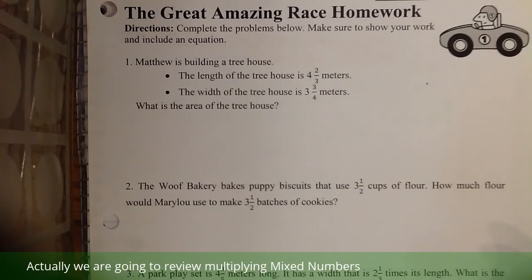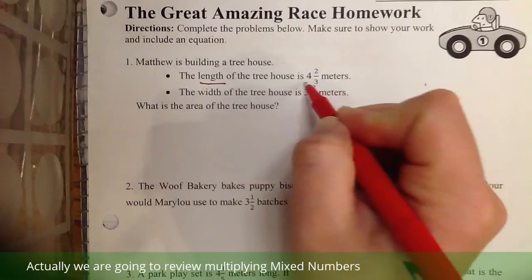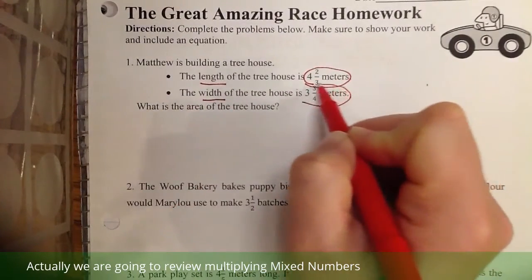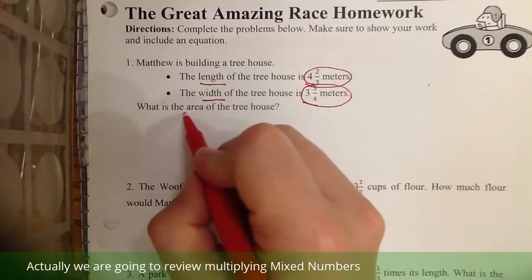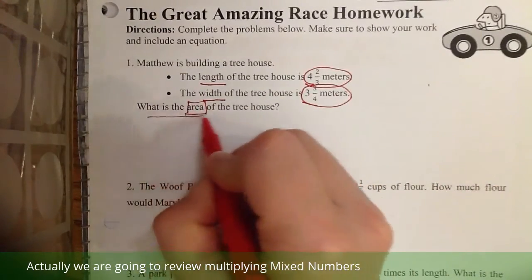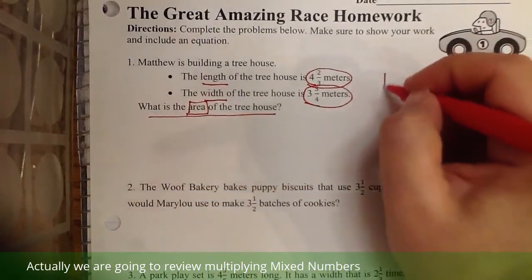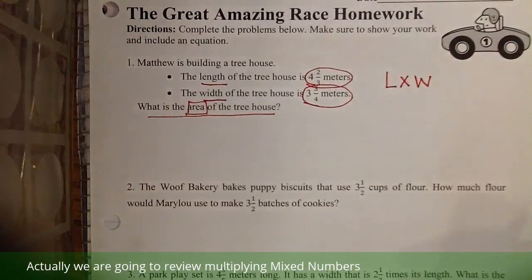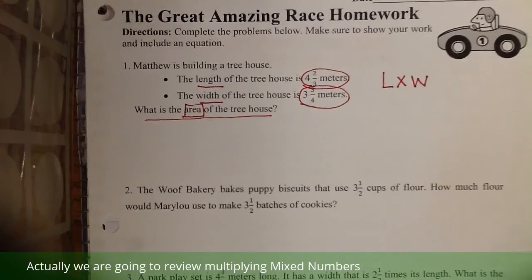Matthew's building a tree house. The length of the tree house is 4 2/3 meters. The width of the tree house is 3 3/4 meters. What's the area? Area is my big action word. I know for area, the formula, or what I do, is length times width. So I'm going to multiply.